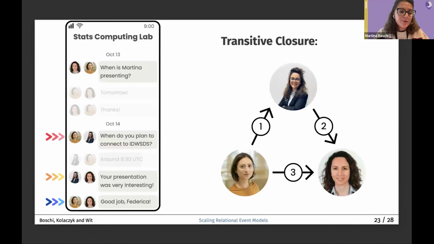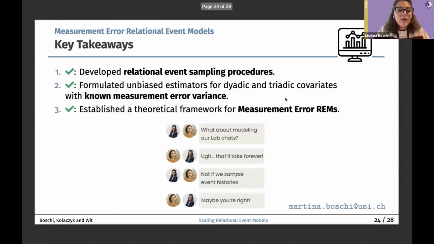I don't have the time today to explain the extension to the transitive closure. I just want to mention that what I did for the dyadic covariate, we also did for transitive structures, so when we have more than two actors involved, and this is where the computational cost is really relevant. If you are interested, you can just contact me later or write in the chat.